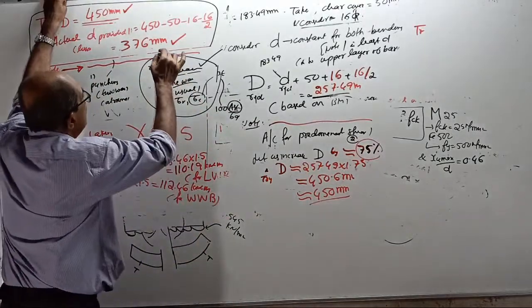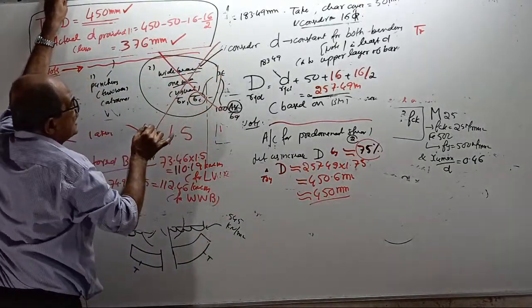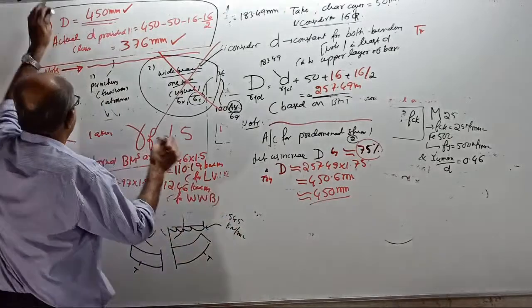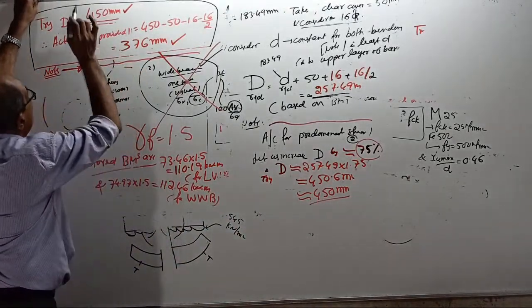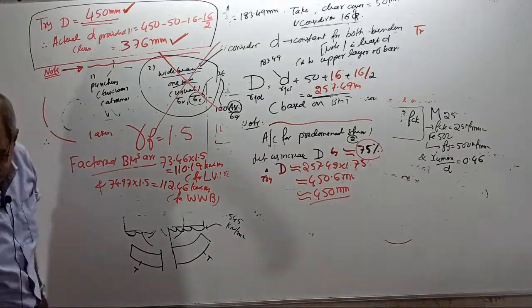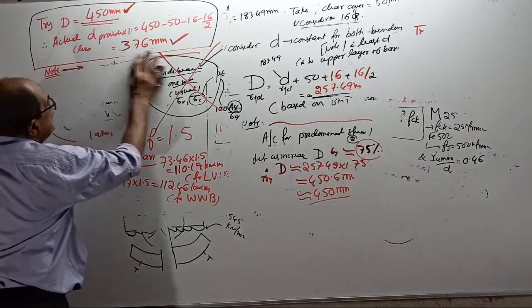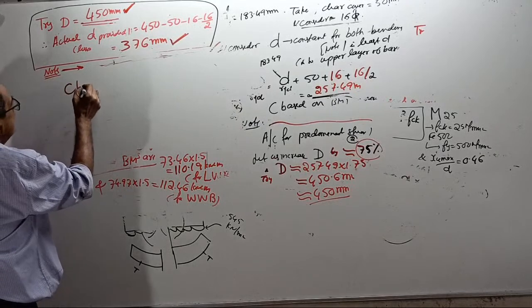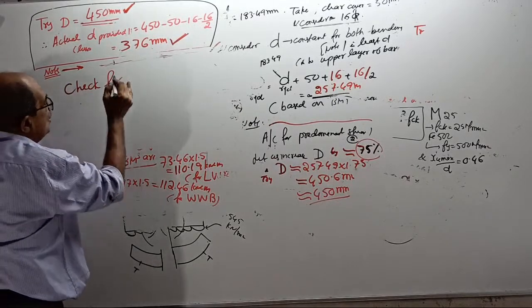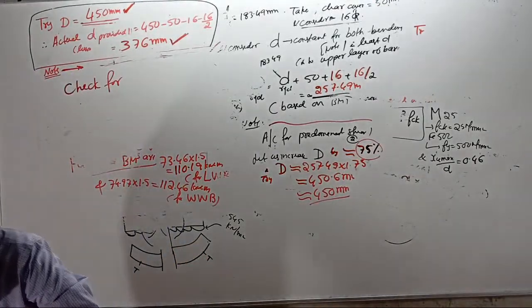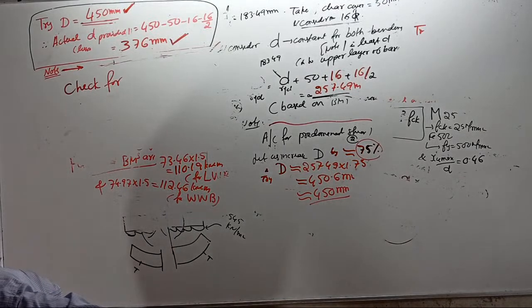Therefore, this shear we will not bother about now. Even if you want, you cannot. Why? AST is not known. Now, as soon as the depth is finalized and D is finalized, tell me the next step. Immediately the next step is to check for which shear?